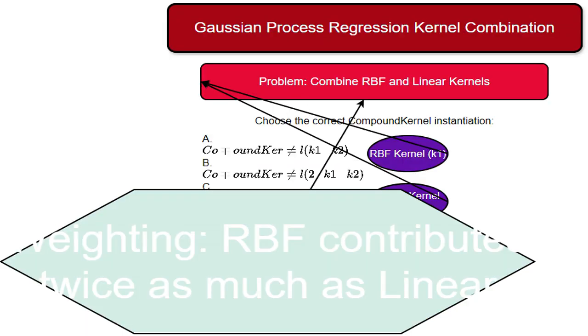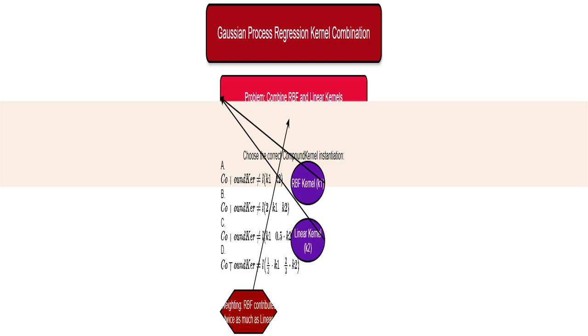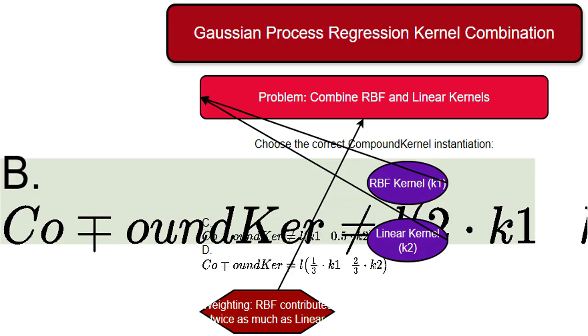I need to carefully balance these kernels. The RBF kernel should have twice the impact as the linear kernel in my final model. It's like having twice as many bananas in my smoothie recipe. This combines the kernels equally, ignoring the 2:1 weighting requirement. It's like mixing equal amounts of bananas and strawberries. Not what I want. This doubles the weight of the RBF kernel, giving it twice the influence.